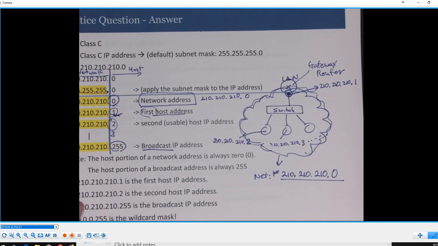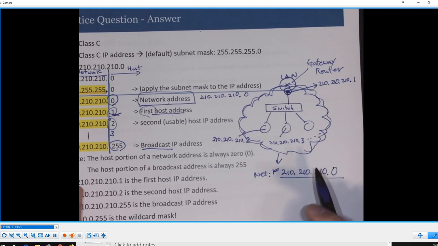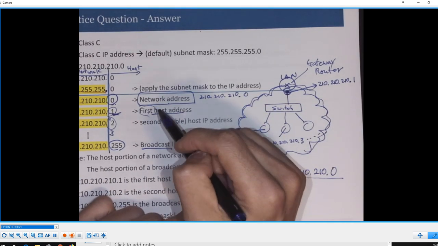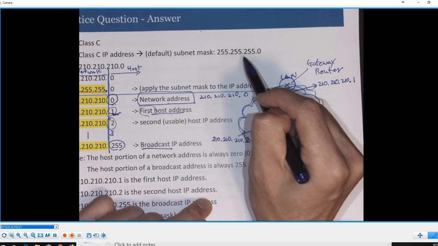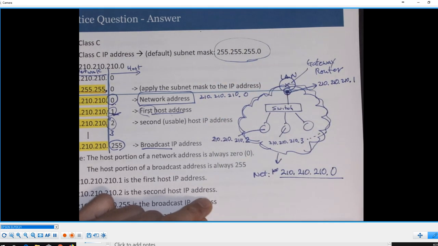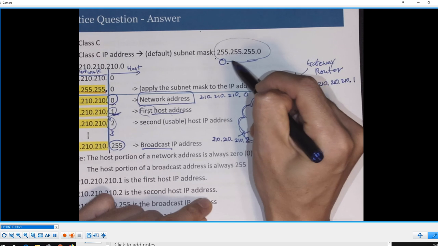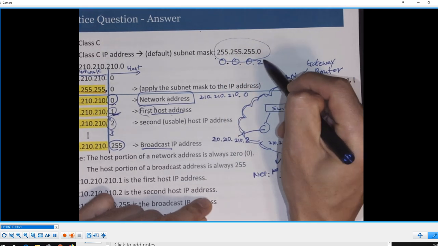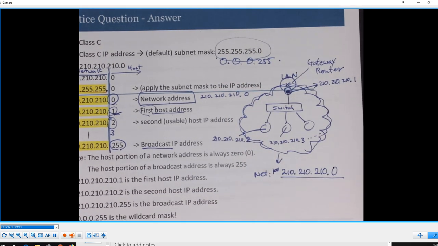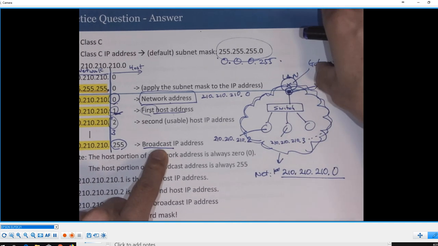And then, of course, the wildcard mask. By the way, the wildcard mask for this is the opposite of the subnet mask. So it's a class C, and so the wildcard mask is 0.0.0.255.